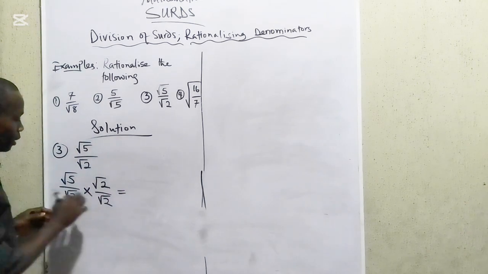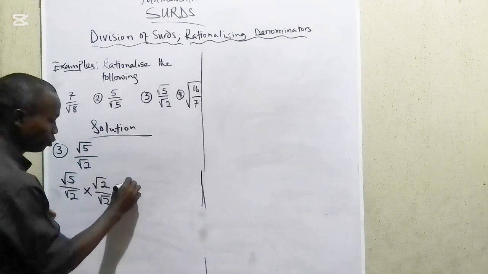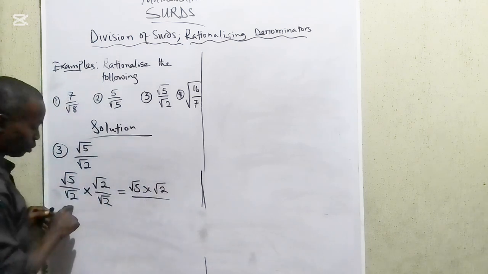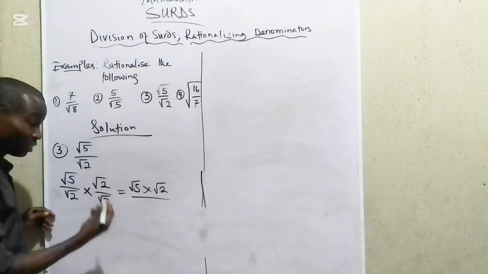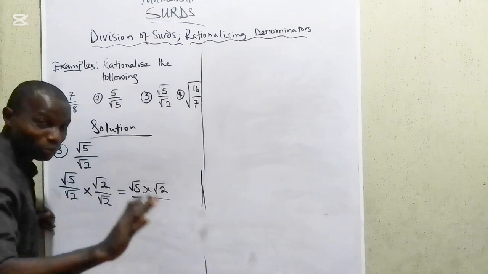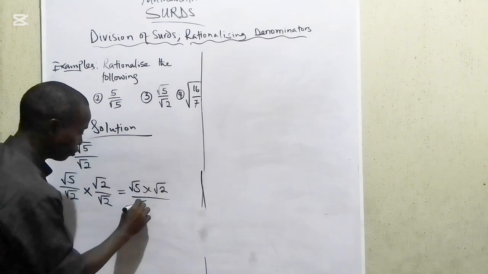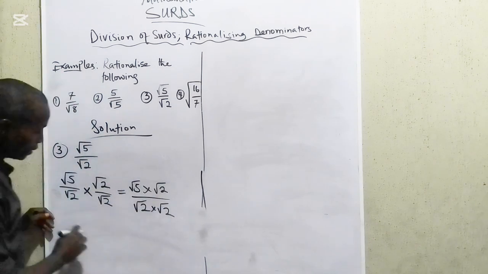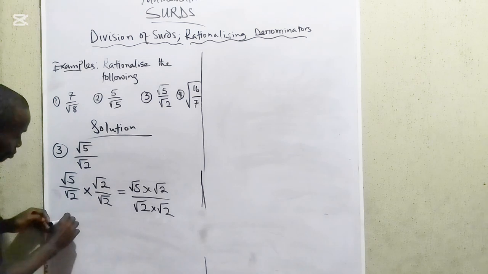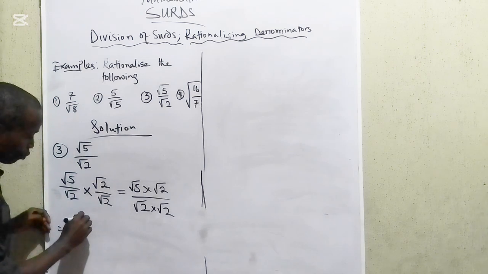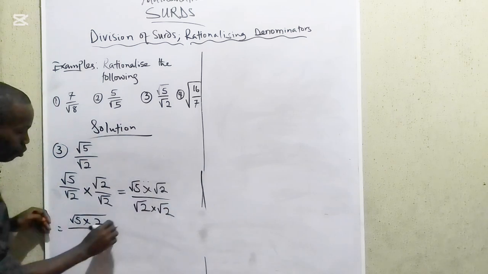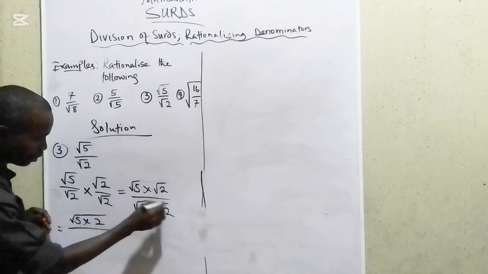So this will mean square root of 5 times square root of 2, all over the square root of 2 times the square root of 2, which is essentially 2. But let's go through the steps little by little. Essentially the square root of 2 times the square root of 2. So this will mean square root of 5 times the square root of 2. Bring them together since it's the same thing. Square root of 2 all over. Bring this together.